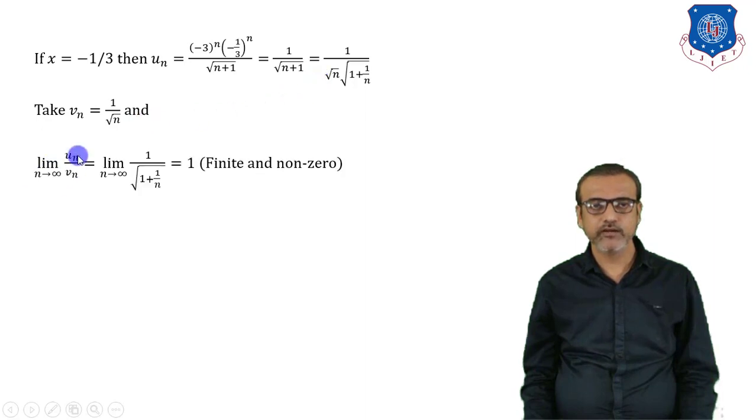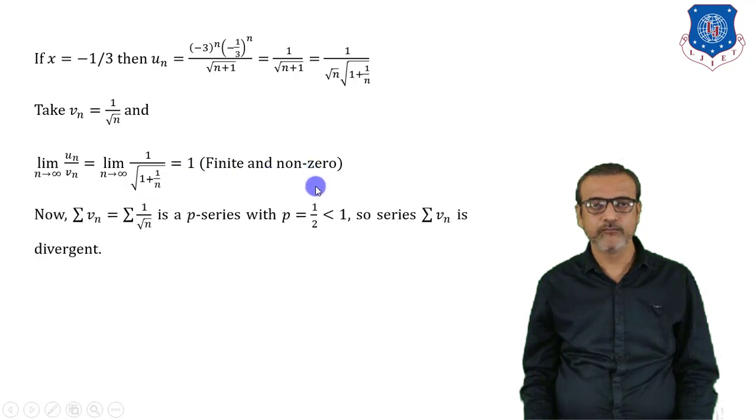Limit n tends to infinity u_n upon v_n. This is equal to limit n tends to infinity. Now this is u_n, and if you divide it by v_n, which is 1 upon root n, root n will cancel out. So we have limit n tends to infinity 1 upon square root of 1 plus 1 upon n. Now as n tends to infinity, 1 upon n tends to 0. So we have 1 upon square root of 1 plus 0, that is 1, which is a finite and non-zero value. Now sigma v_n, that is sigma 1 upon square root of n, is a p series with p equals 1 by 2, which is less than 1. So series sigma v_n is divergent.